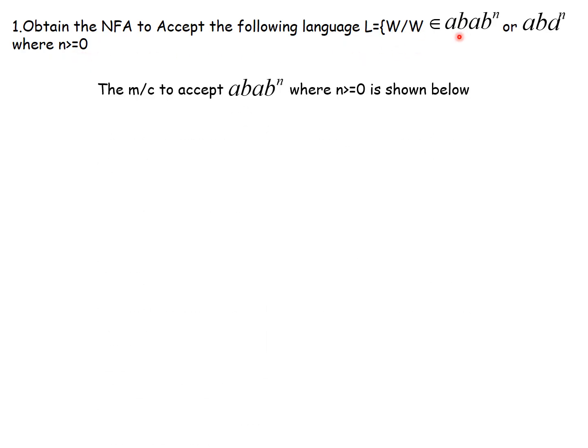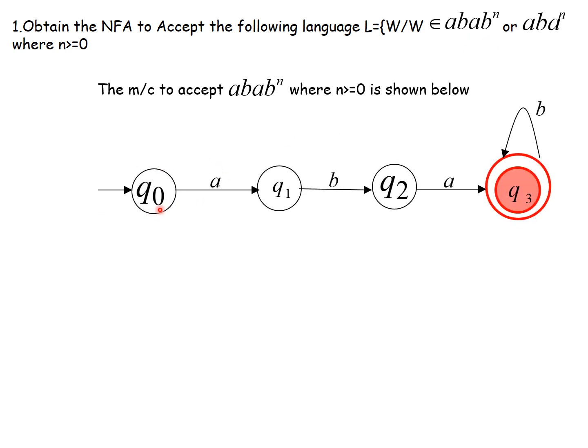There are two cases. W has two forms of strings, ab^n or ba^n. So try to construct the machine so that it accepts either ab^n or ba^n. First we will take ab^n, which you can write like this. I will start with Q0. The first input is A. While reading A, reach Q1. The next input is B. Taking B, go to Q2. The next input is A. Taking A, reach Q3.